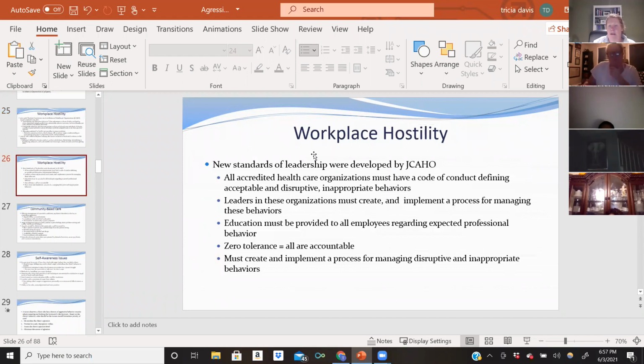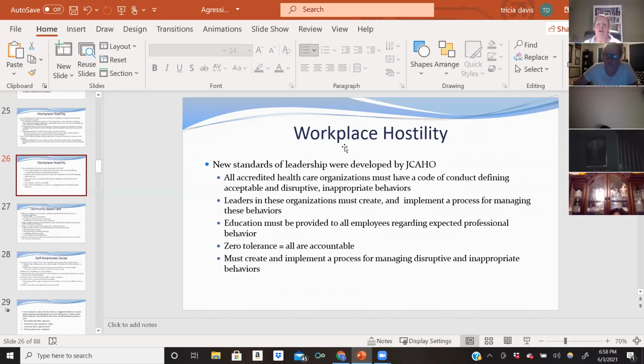So JCAHO developed these new standards of leadership. They now require that all accredited healthcare organizations must have a written code of conduct that defines acceptable and non-acceptable, disruptive, inappropriate behaviors. Everyone in the hospital has to have access to it. They require that the leaders of the organization create and implement a process for managing these behaviors. So if employees do bully other people and they try and sabotage their work or they verbally abuse them, what is the hospital going to do to manage these behaviors? There has to be some type of disciplinary action.